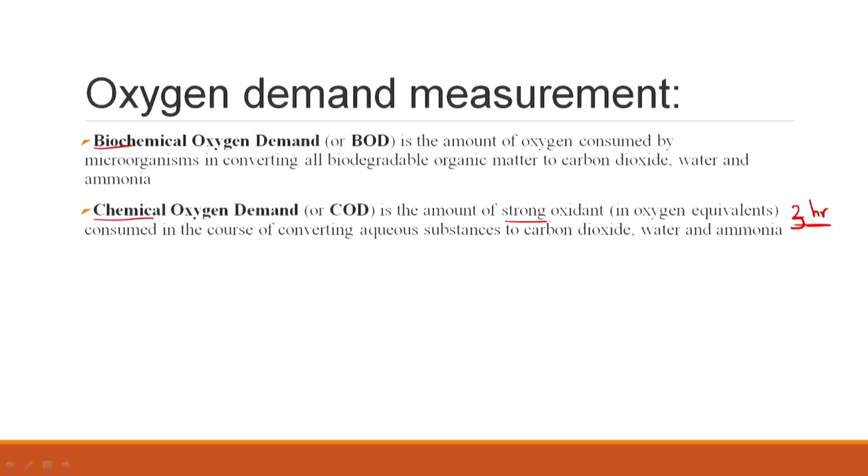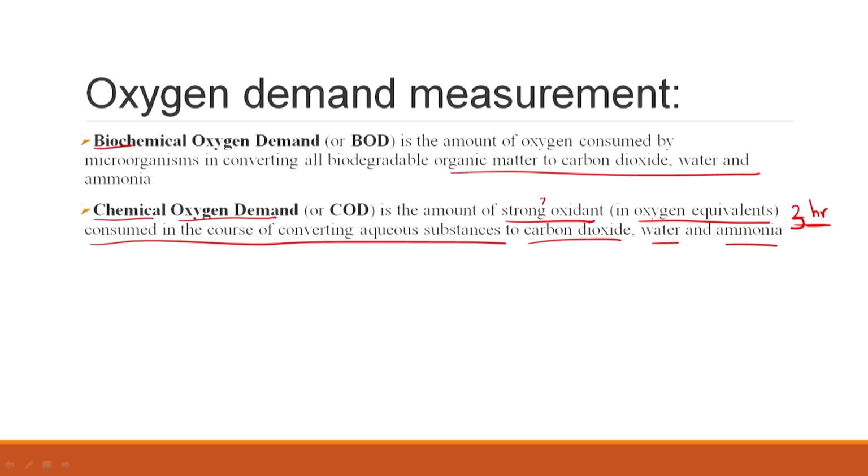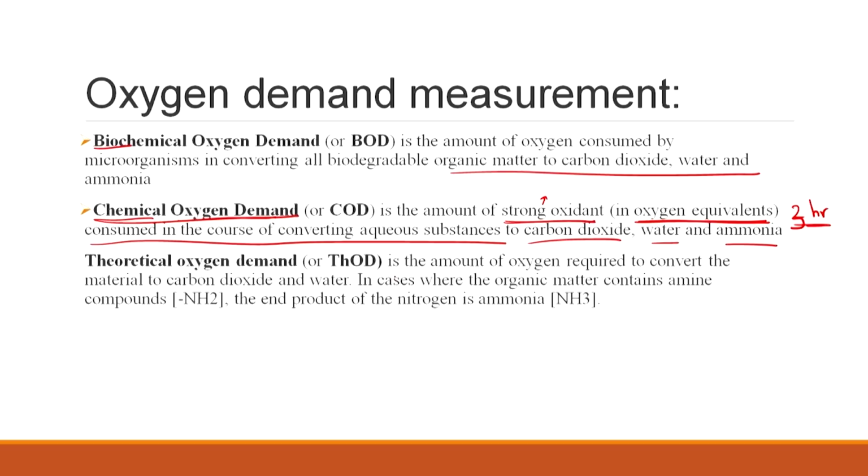It is the amount of strong oxidant in oxygen equivalents, obviously, because we are talking about oxygen demand. The strong oxidant is consumed in oxidizing the relevant compounds, both organic and inorganic, or both biodegradable and non-biodegradable, to the same products as earlier, carbon dioxide, water and ammonia. Typically in the lab the strong oxidant used for chemical oxygen demand is dichromate, and then we transform the units into oxygen equivalents, and that is when you get chemical oxygen demand.